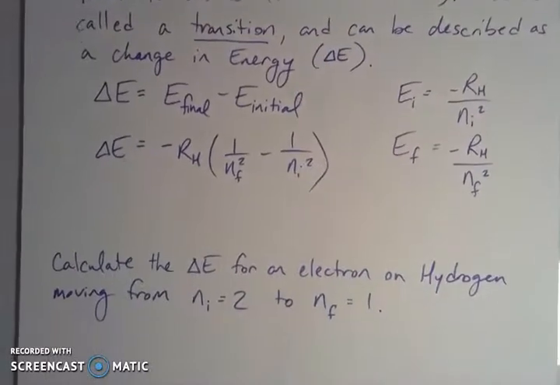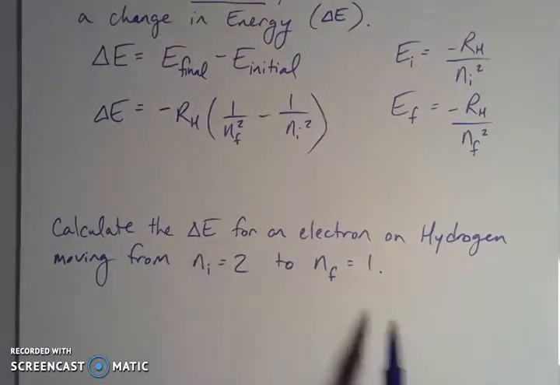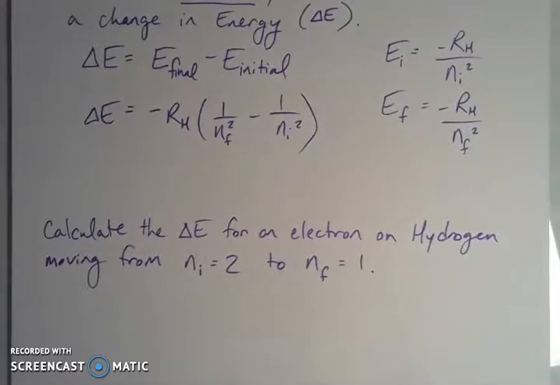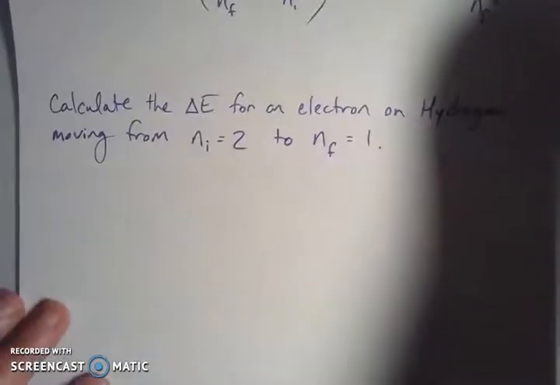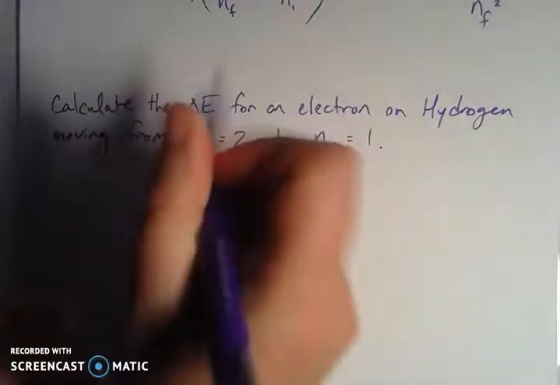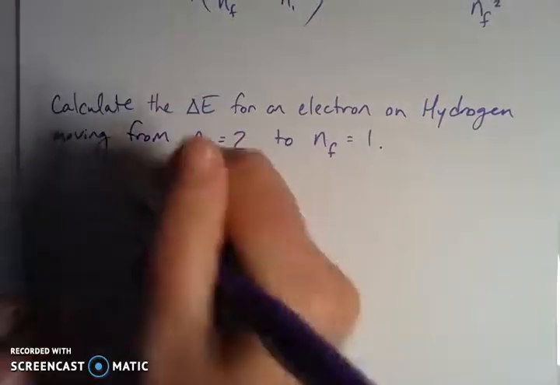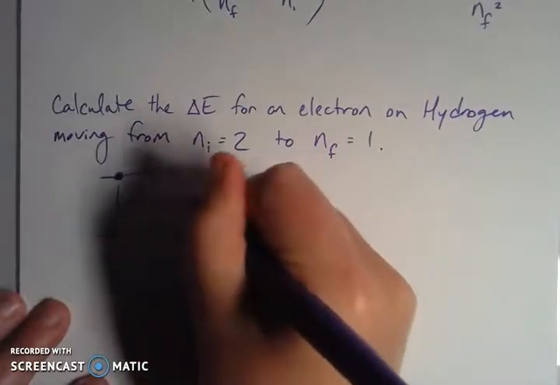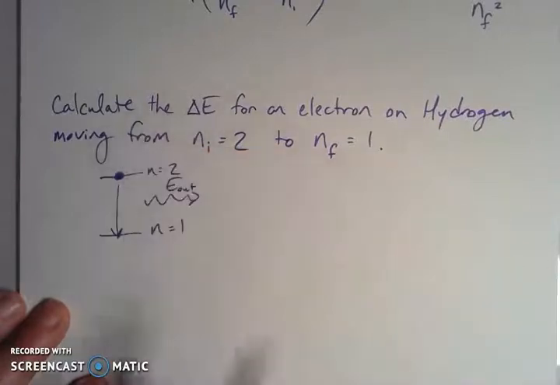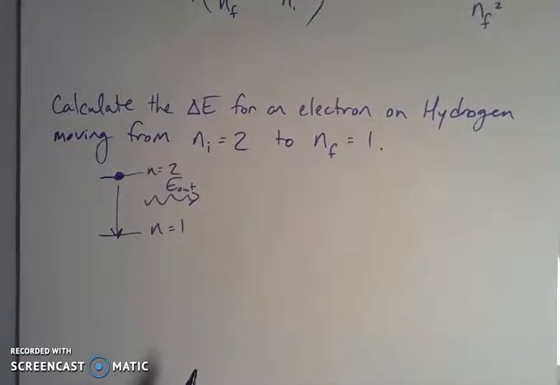But we can use this equation then to solve for these different transitions, these hopping around with our electrons to these different energy levels. So let's say we wanted to calculate the delta E from n equals 2 to n equals 1. So for visualizing this, we have our n equals 2, here's our n equals 1. So our electron is going to go from the second shell down to the first, and some energy is going to be emitted in the process. Okay, so that's what we're calculating, is what is that delta E? What is that change in energy?